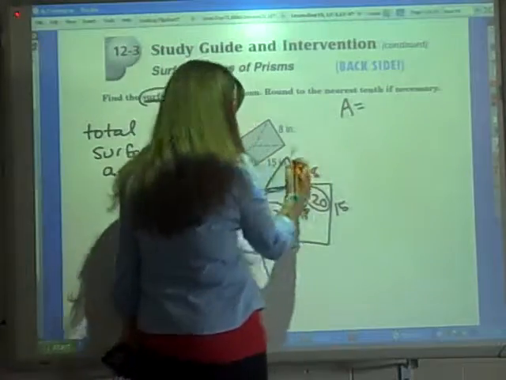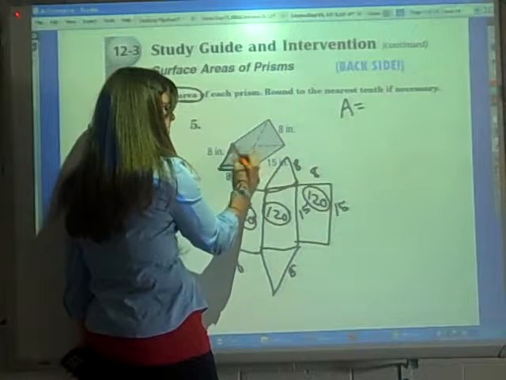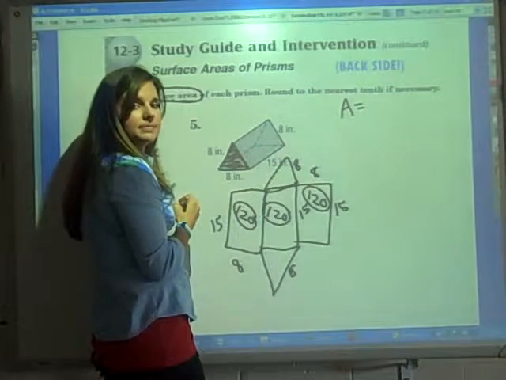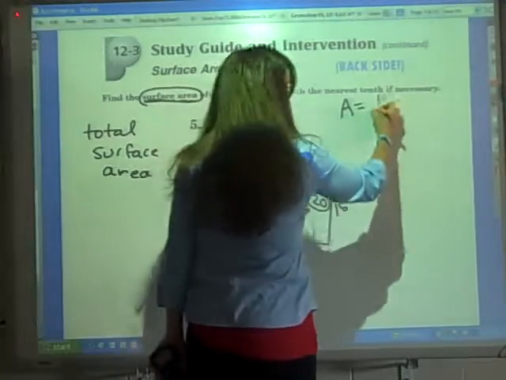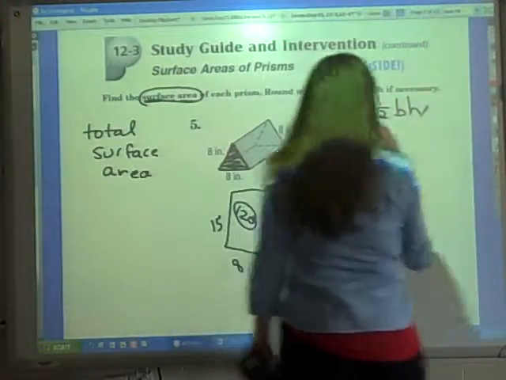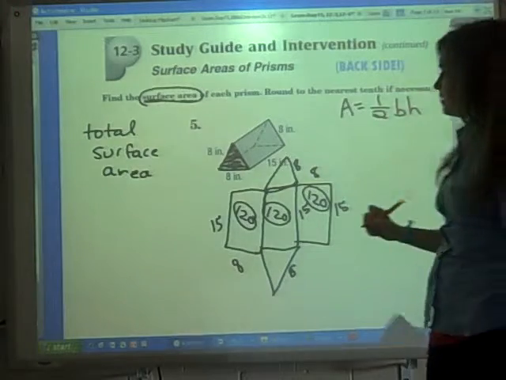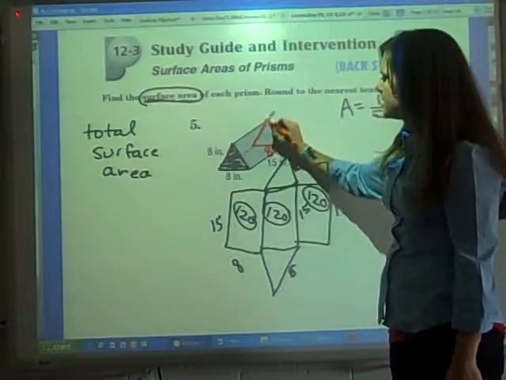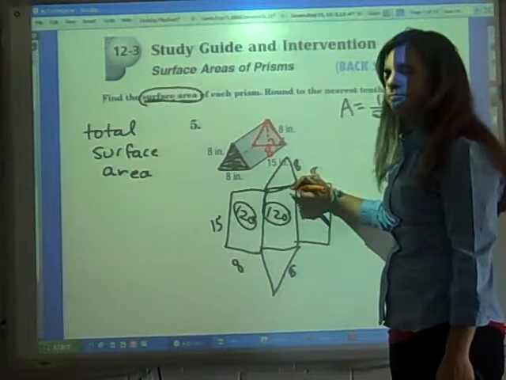Okay. What about your bases here? What shape is this? This is an equilateral triangle. Do you see it? Now, could we use A equals 1/2 base times height? Absolutely, we could. But take a look at this triangle. Your base is going to be 8. Is your height going to be 8?